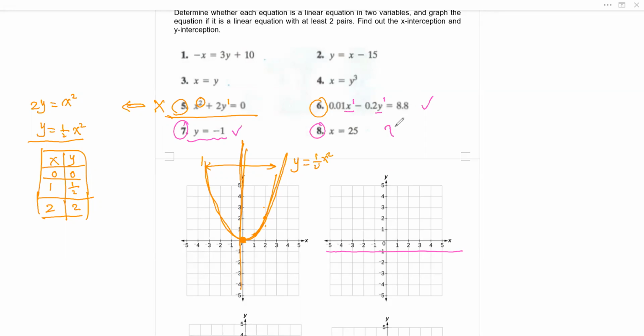And like this one, x equal a constant number, x equal 25. 25 is right here. They are vertical lines, right? The x-intercept is 25, 0. There's no y-intercept. For this horizontal line, this horizontal line is actually parallel to the x-axis, and the y-intercept is 0, -1, right? There's no x-intercept. The slope for this one is 0. The slope for this vertical line is infinity.